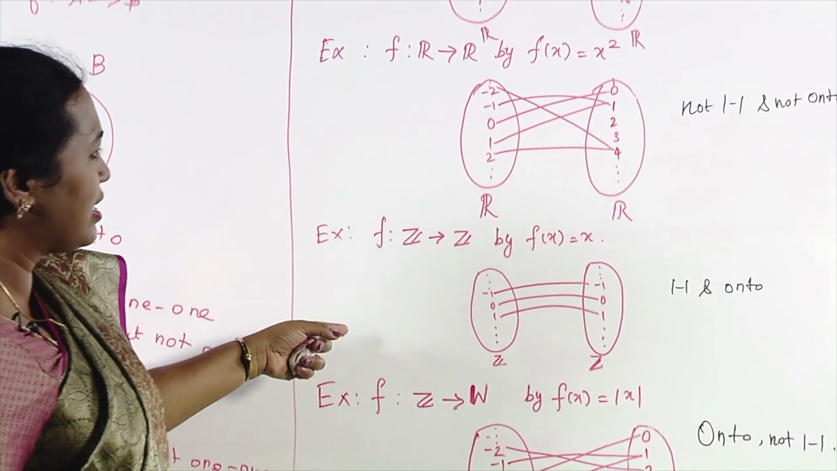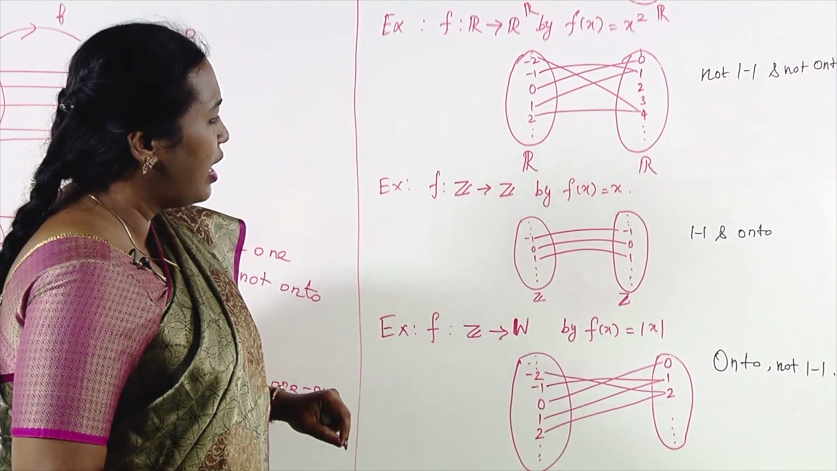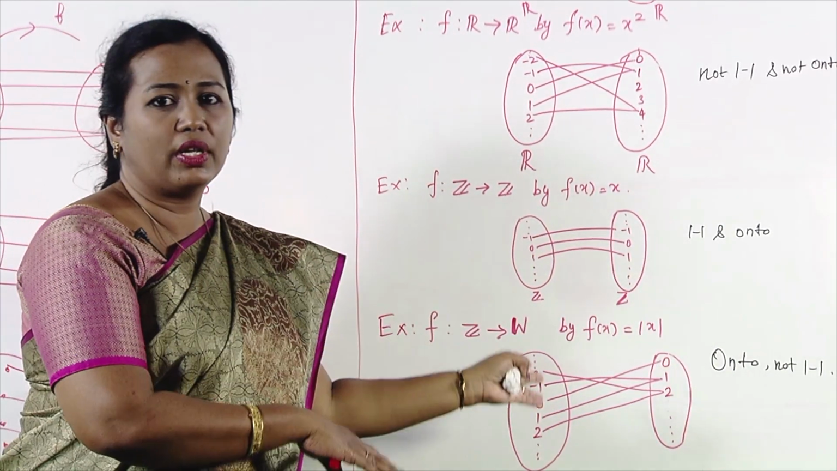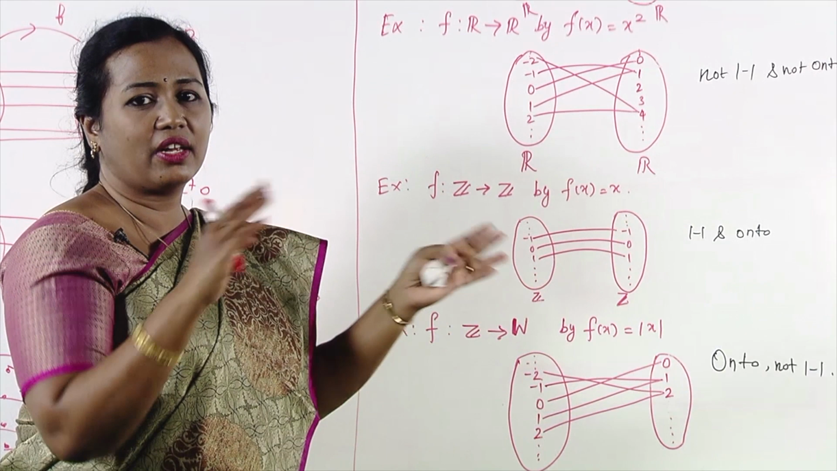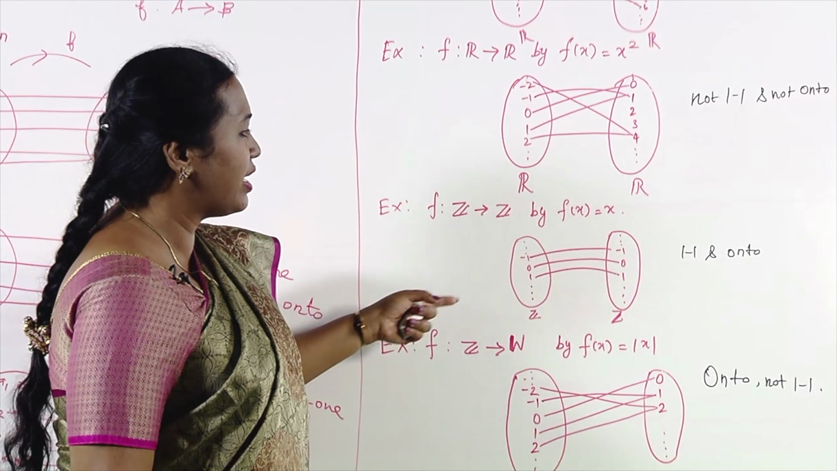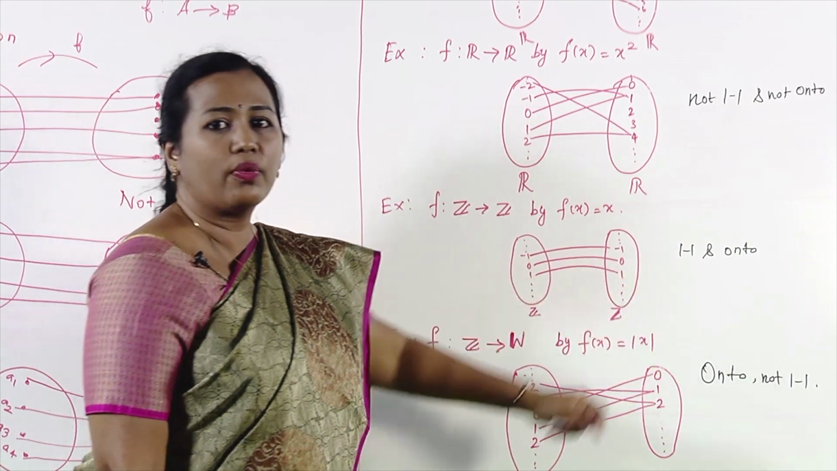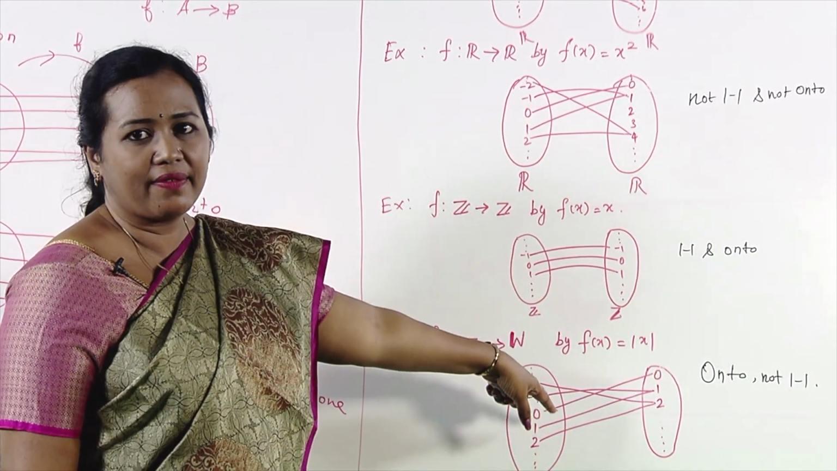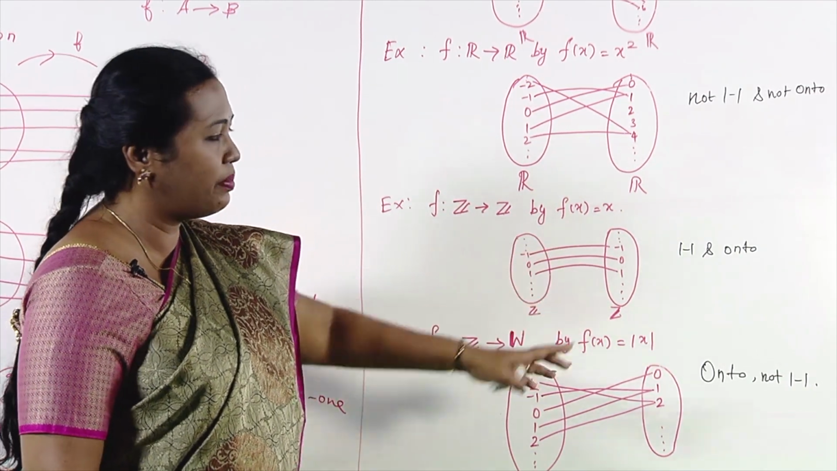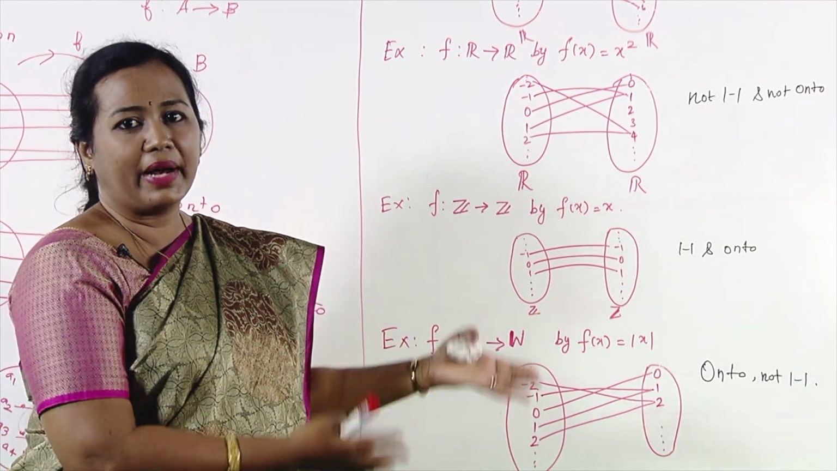Now let us come to the next example, a function from the set of integers to integers given by f of x is equal to x. This is the best example of 1-1 and onto because all of these elements are mapped to themselves. So x is equal to x means whenever you plug in x, it is going to be mapped to x itself on the codomain side. So -1 is mapped onto -1, 0 is mapped onto 0, 1 is mapped onto 1. So 1-1 and onto. All the elements have unique images, all the elements have pre-images. So it is 1-1 and onto, or as per our definition, it is a bijective function.